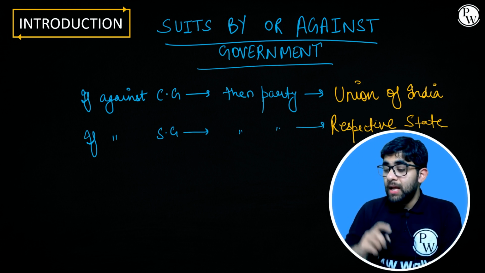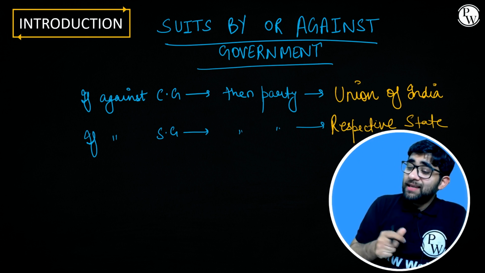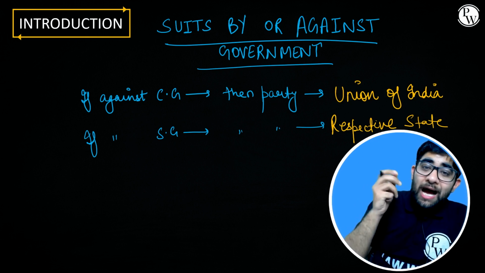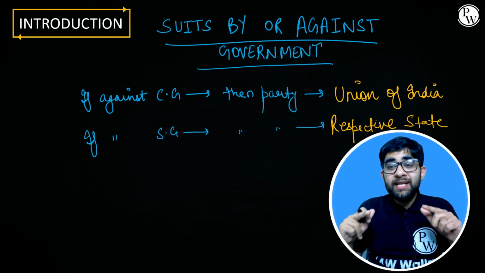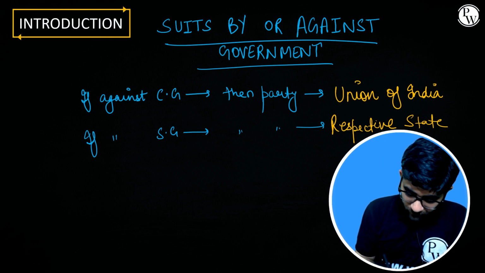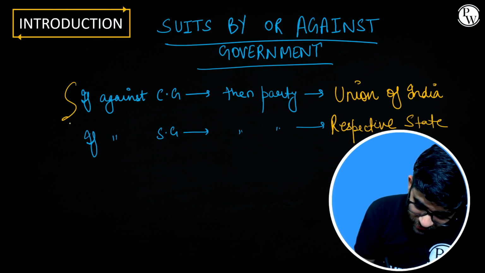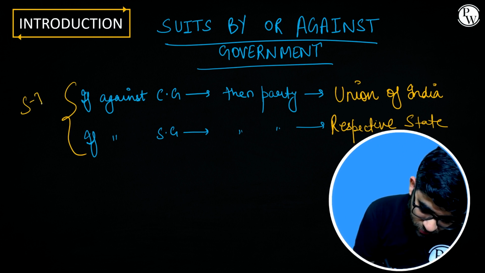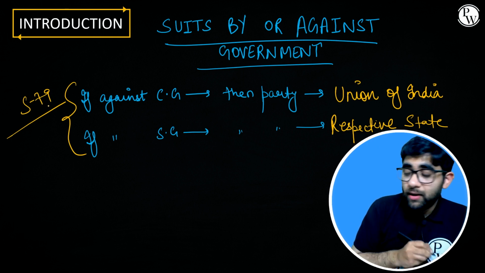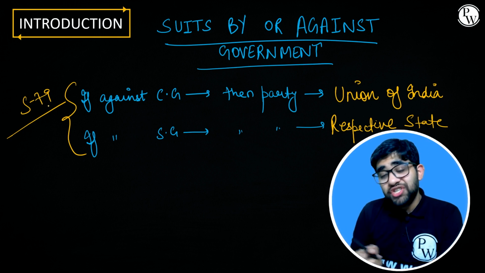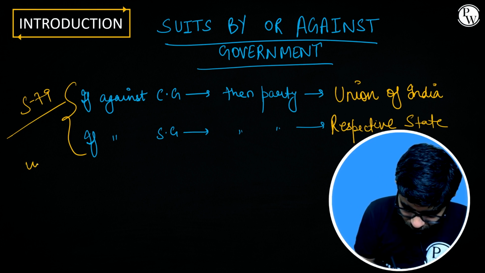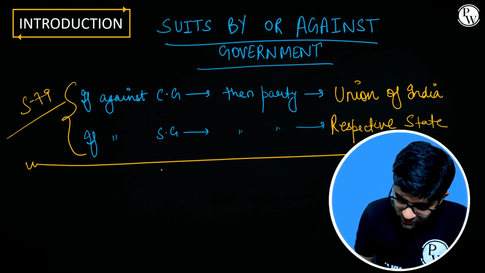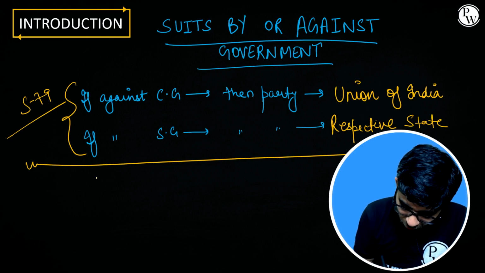All right. Now, what are the essentials and what should be done if the case is against a state? This is section 79. All right. Now, section 80. This is notice.